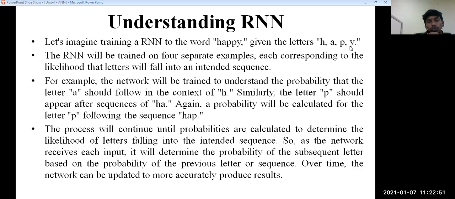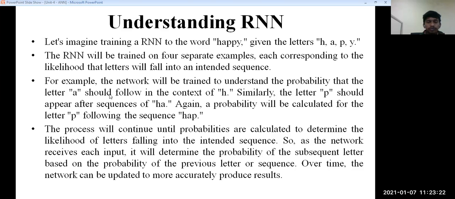So if I want to form a word in such a manner, how does an RNN actually work? Okay, so the RNN will be trained on four separate examples, that is H, A, P, Y separately, each corresponding to the likelihood that letters will fall into an intended sequence. So basically the order may be varying. Sometimes it may look into ascending order or descending order, and according to the different order of the input being provided, it will be trying to see the likelihood of this arrangement.